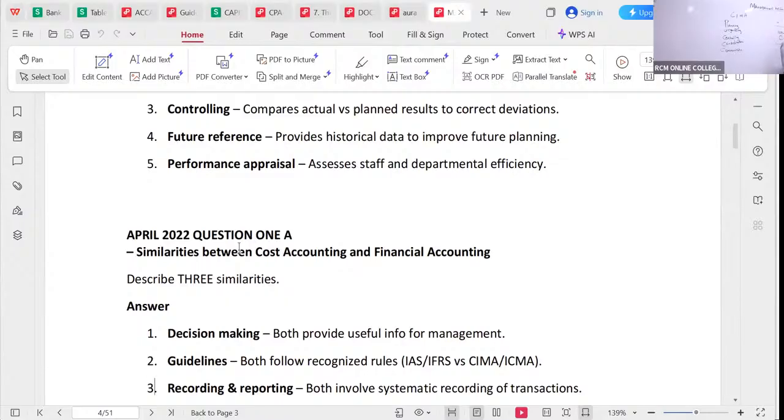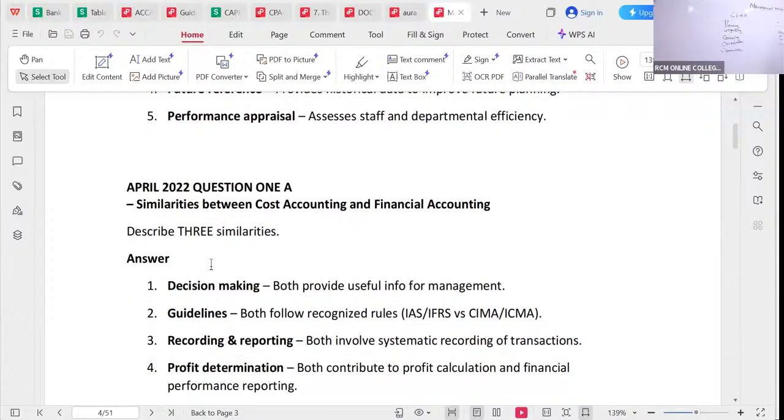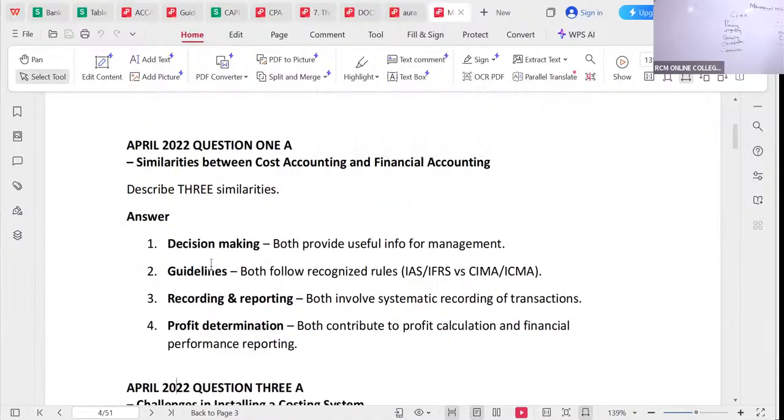Both are useful in terms of recording and reporting. Both involve systematic recording of transactions, profit determination. Both contribute to profit calculation and financial performance. Even costing, because in financial accounting we still have to do cost of sales. We have cost of sales in financial accounting, isn't it? Of course we don't get into granularity, very detailed, but we are still able to do costing there.